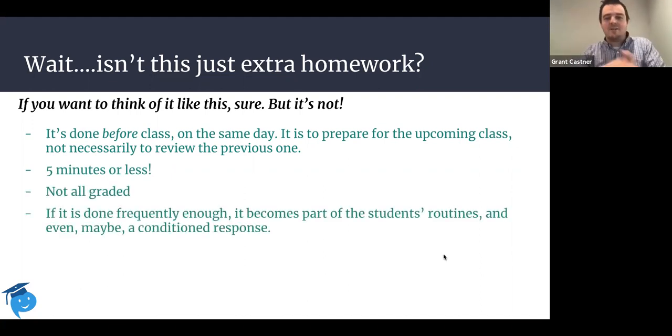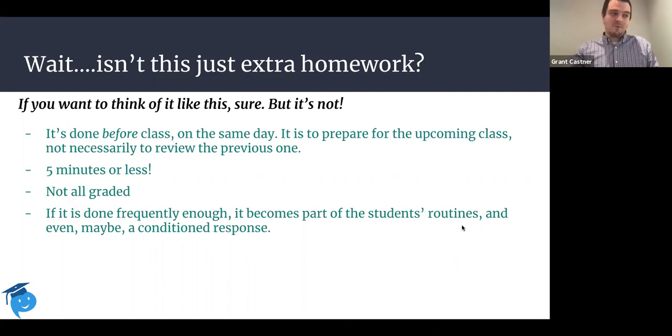And again, if it's been done frequently enough, I have said this countless times already, it becomes part of their routine and even maybe a conditioned response, so that before they get to the door of your classroom, they say, oh wait a second, have I done the Extempore today? Today's Monday, we have Extempores on Monday. Have I done it yet? And then it becomes second nature. And they're not worrying, do I have homework in this class? No, do our daily practice.